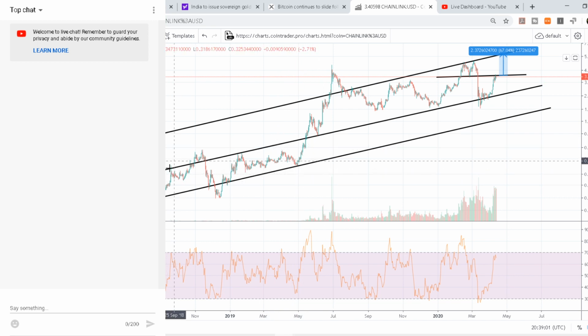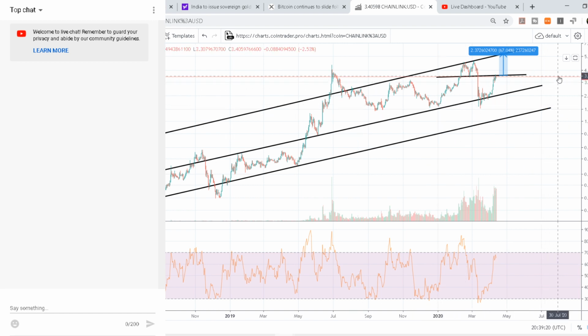As you can see, these points which were being resisted previously acted as support from this point onwards. So we are trying to connect those lines and make a support resistance trend line support here. So that gives us a bit more clarity on the trend.